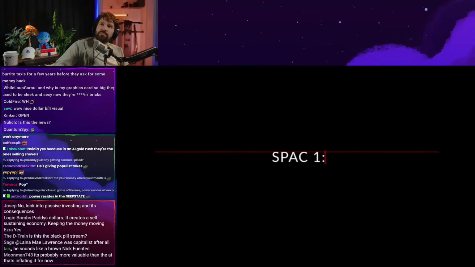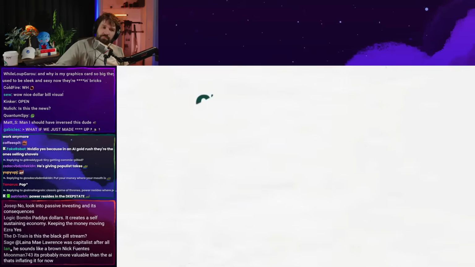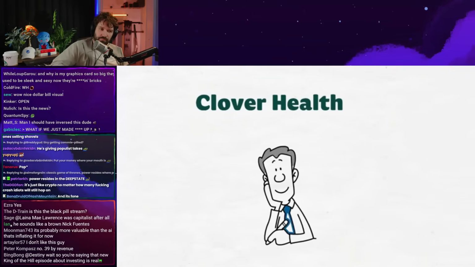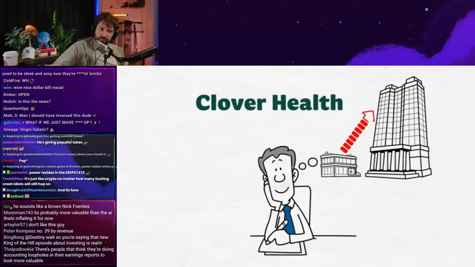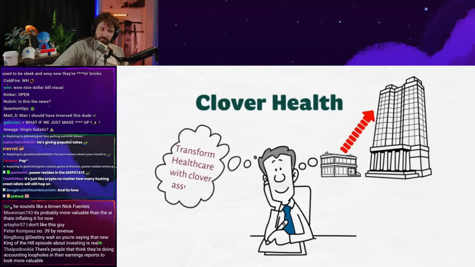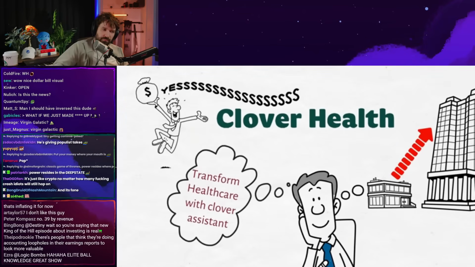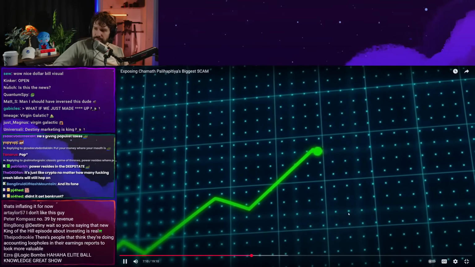October 2020, Chamath announces on CNBC that he is taking a company public through a SPAC called Clover Health. At the time of the SPAC, Clover was a small insurance company with a pretty traditional business behind it, but they wanted to turn things around because they had this big vision. They would transform healthcare through their new software called Clover Assistant, which they believed would make the company very valuable. And to start with, the stock actually does very well as Chamath begins his promotion tour of it.